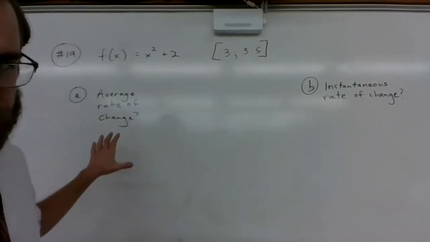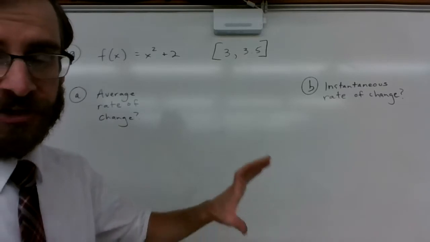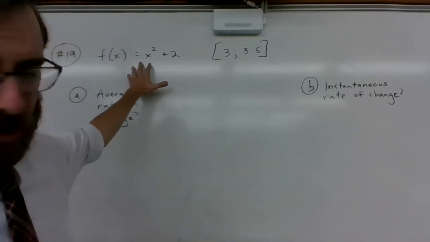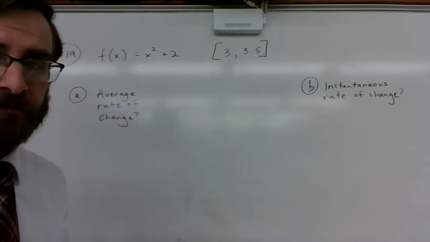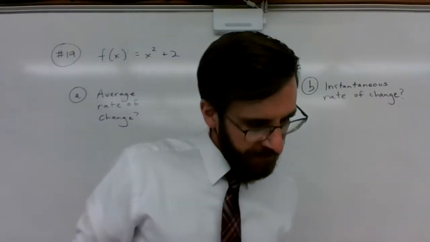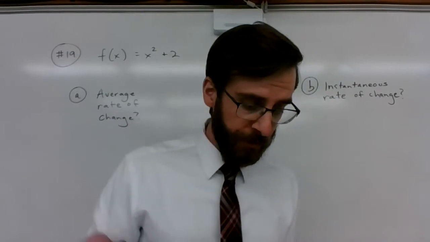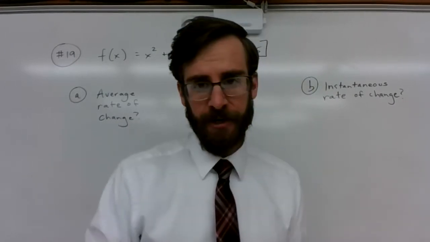We're talking about average rate of change and instantaneous rate of change within the context of one of these functions on just a little interval, 3 to 3.5. So the first thing it asks us to do is find the average rate of change of y with respect to x on the given interval.